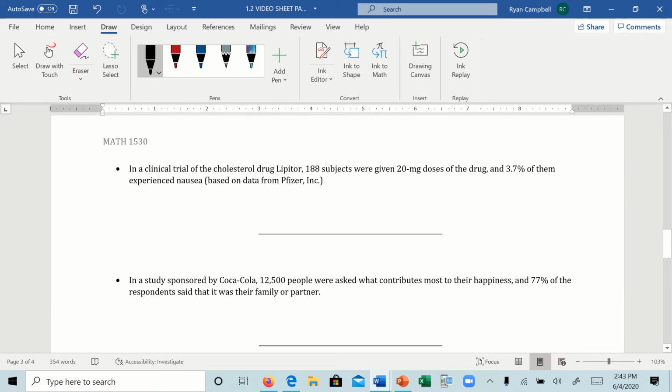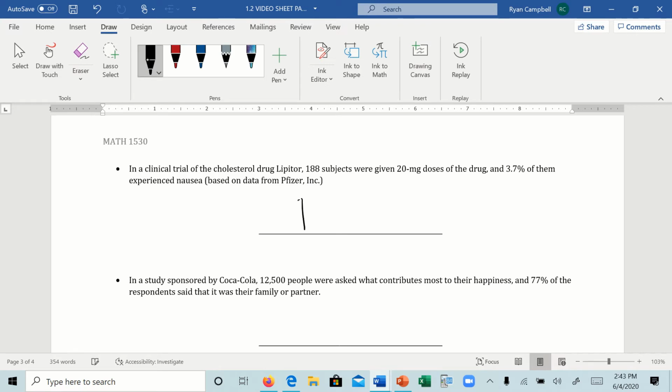Next, in a clinical trial, the cholesterol drug Lipitor, 188 subjects were given 20 milligram doses of the drug, and 3.7% of them experienced nausea. So is this a designed experiment or is this an observational study?